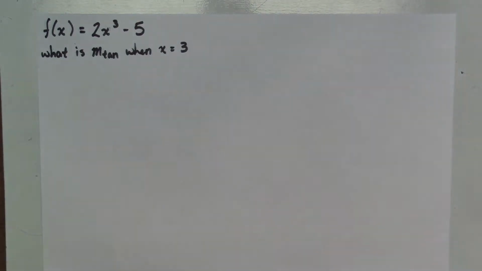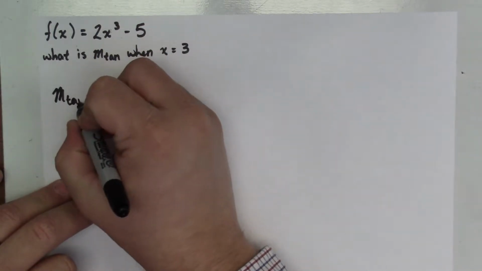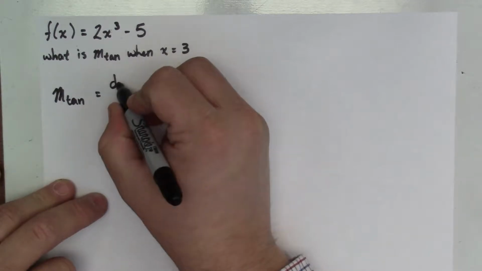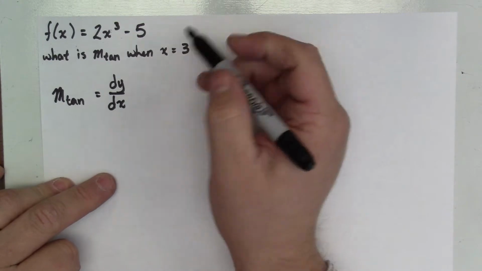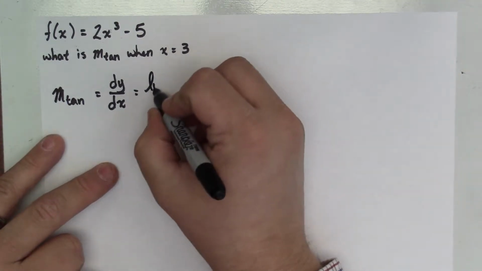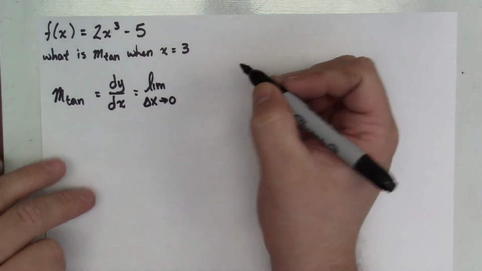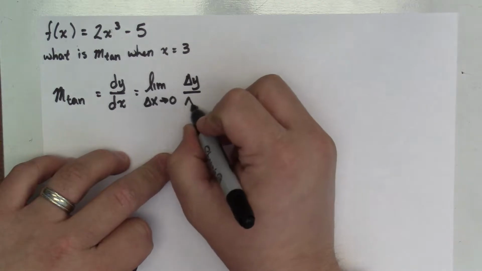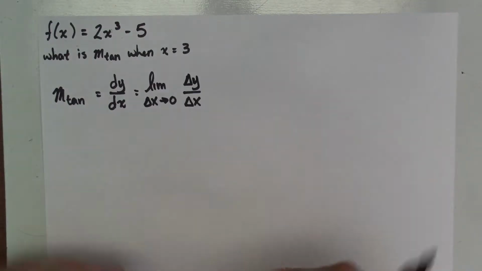In those video series, I introduced the idea that the slope of the tangent line could be written as dy dx. And we understood that to be the limit as this horizontal distance delta x goes to 0 of the change in y over the change in x. Now, I want to introduce one more piece to this puzzle.